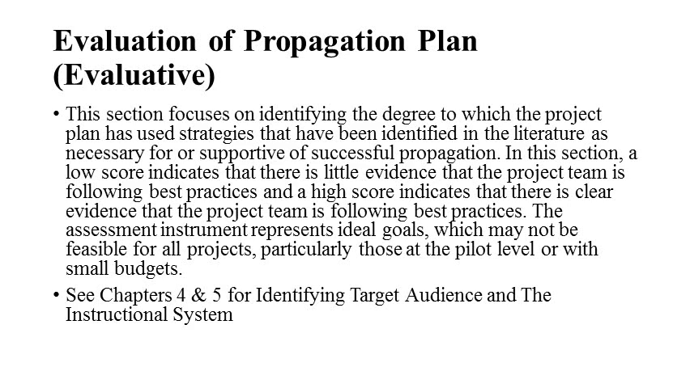So here we've done categories that are based on the literature for strategies that have been identified as necessary for supportive of successful propagation. So in this case, the numbers actually do mean something. A low score means there's little evidence. A high score says there's a lot of evidence that the project team is following best practices.